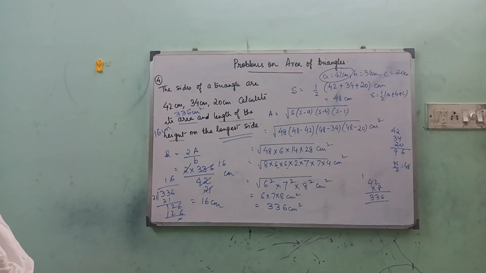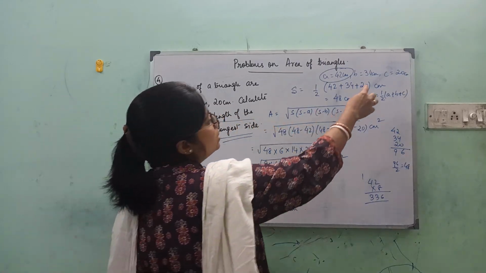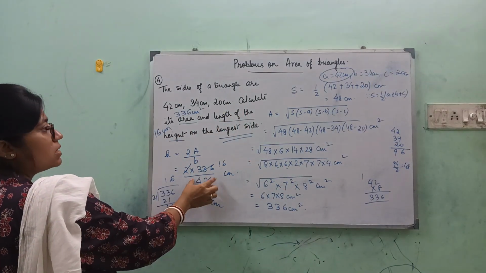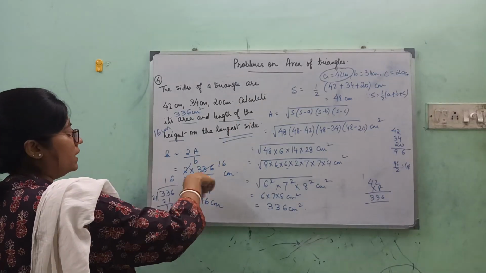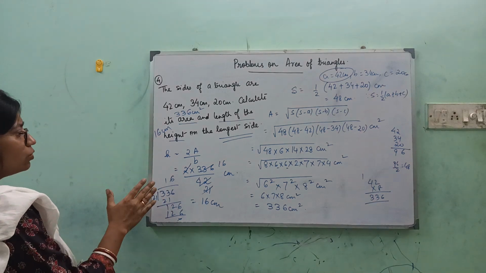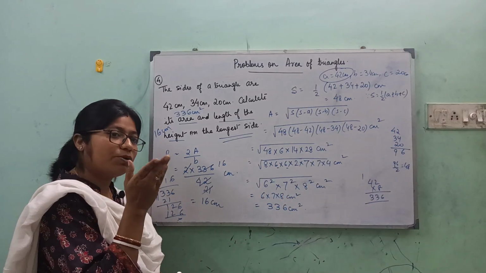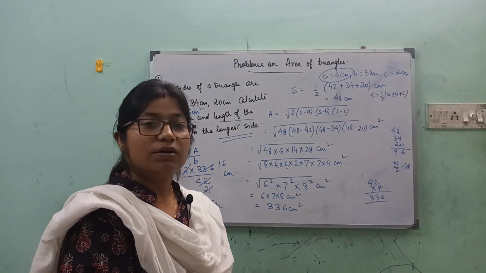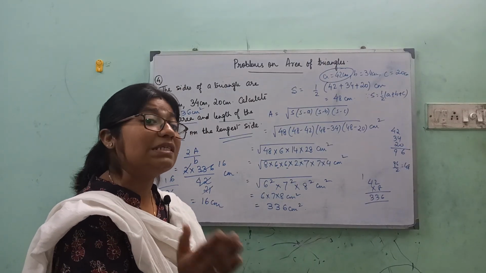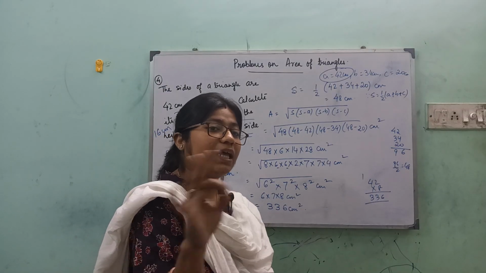So I hope the sum is clear. Now this could have been find the length of the height corresponding to the shortest side. The shortest side will be 20. So here the question remains the same, just the base changes. From 42 it becomes 20, and then the corresponding altitude you have to get. As I told you in the very first video of this lesson, whichever base you consider, the corresponding altitude you have to consider. So for 3 different bases you will get 3 different altitudes, but what remains the same is the area. Whatever be the base and the corresponding altitude, your area remains unchanged.